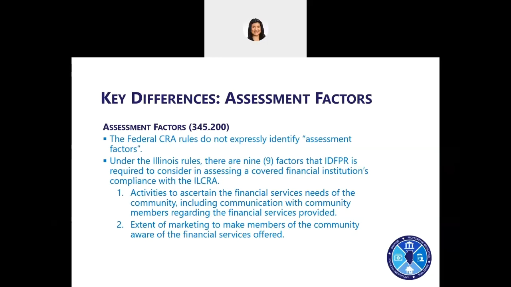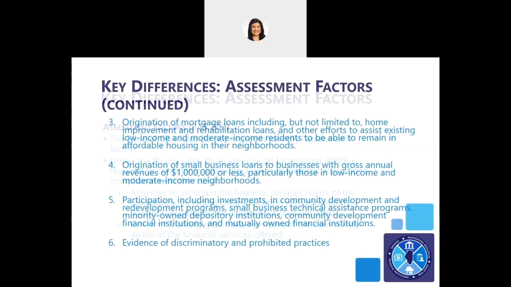number 1, activities to ascertain the financial services needs of the community, including communication with community members regarding the financial services provided. Number 2, extent of marketing to make members of the community aware of the financial services offered. 3, origination of mortgage loans, including but not limited to home improvement and rehabilitation loans and other efforts to assist with existing low-income and moderate-income residents to be able to remain in affordable housing in the neighborhood.